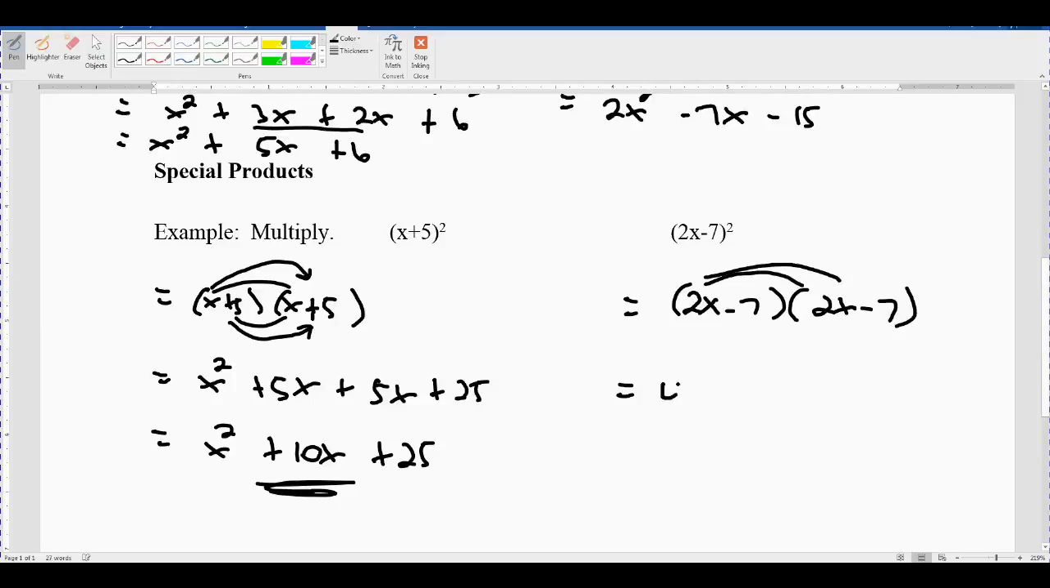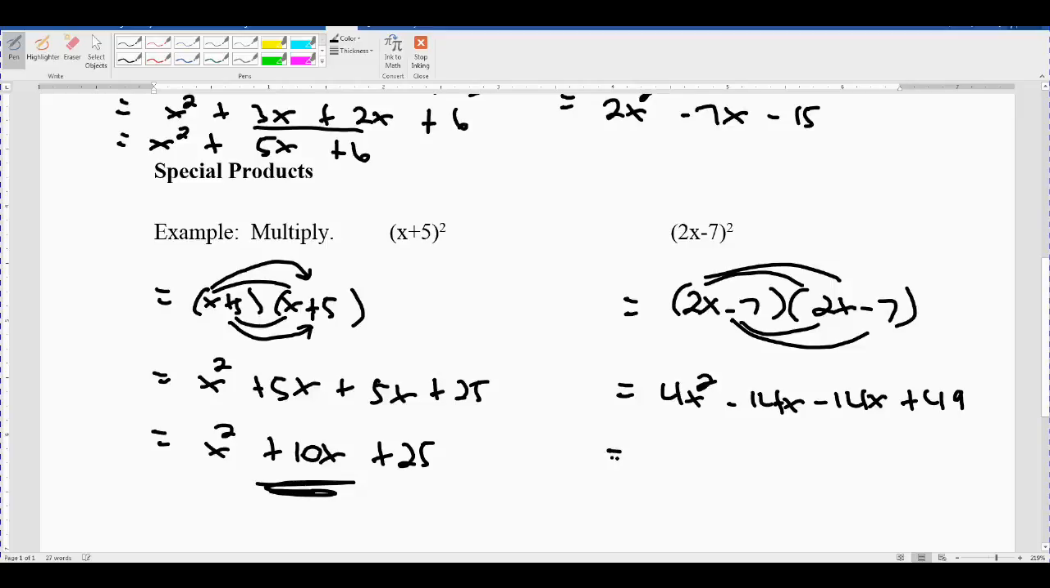2x times 2x is 4x squared. 2x times negative 7, I don't see that as a minus, I see it as a subtraction. It's negative 14x. And then negative 7 times 2x, negative 7 times negative 7. Did you catch what I said? I said negative 7 times 2x. That's negative 14x. Negative 7 times negative 7 is a positive 49.